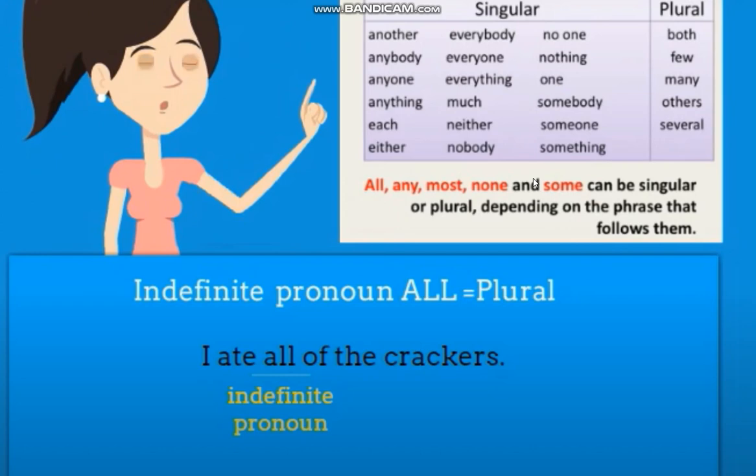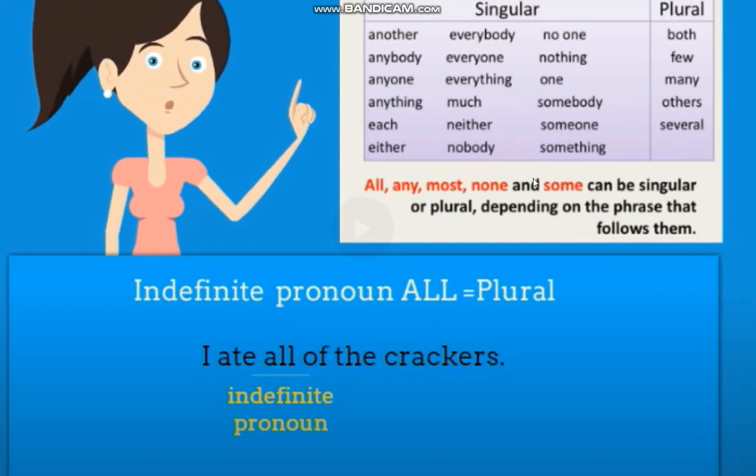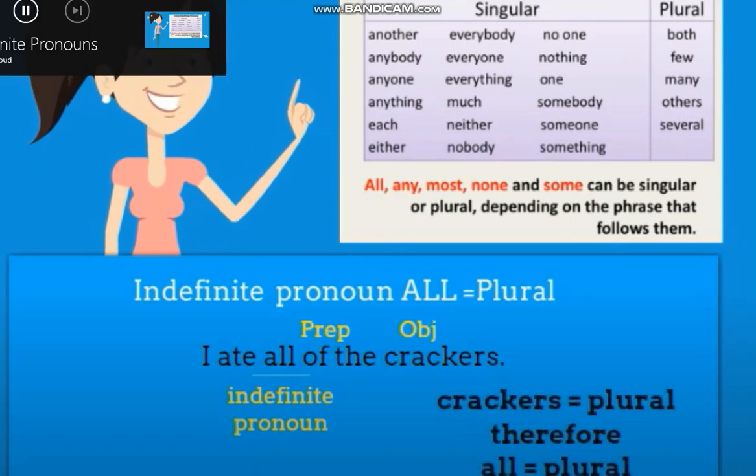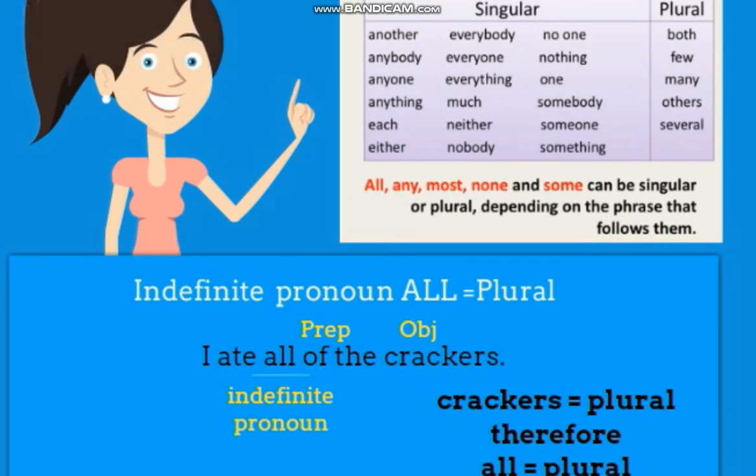So here, crackers is plural, as it has an S in it. So all will also turn out as plural. Is it clear? To identify whether it is singular or plural, you have to search for the object and then see whether your object is singular or plural. If I look at the object of the preposition in the phrase that follows, crackers is plural, therefore making the indefinite pronoun all plural.